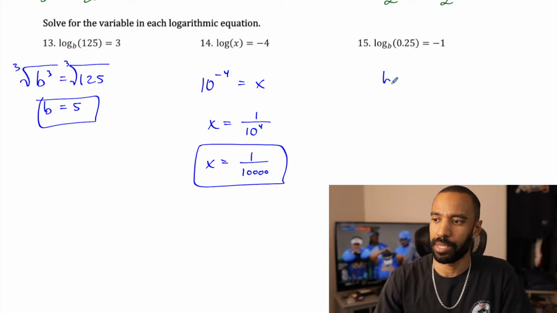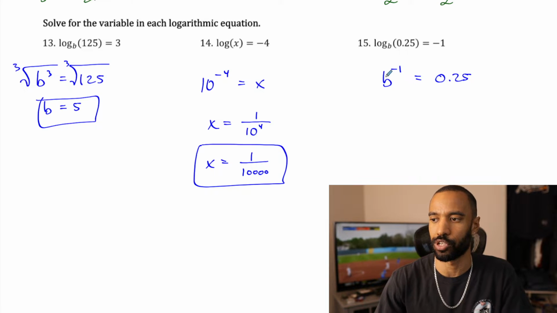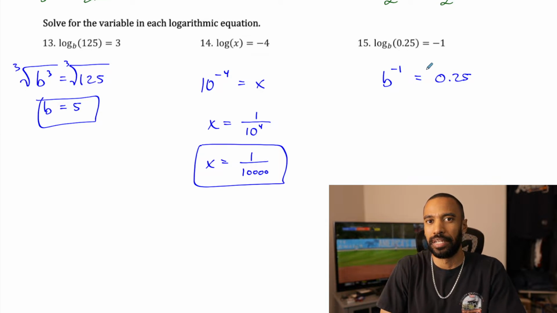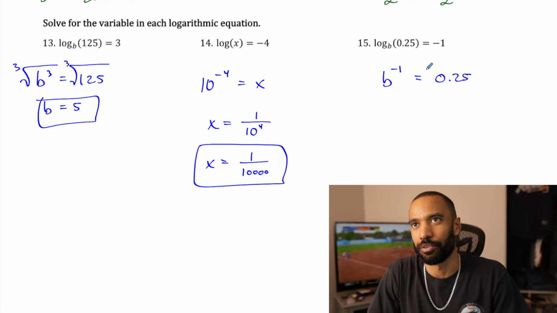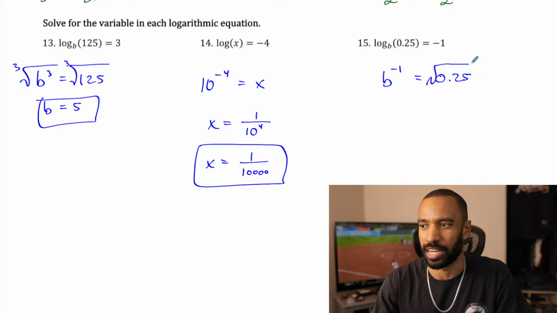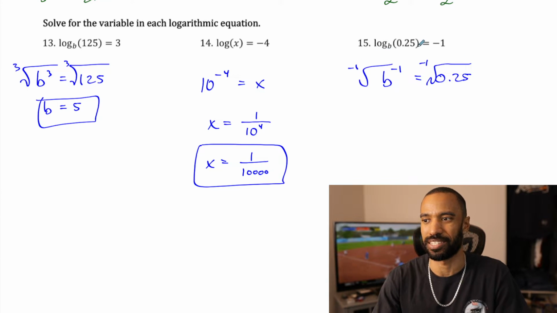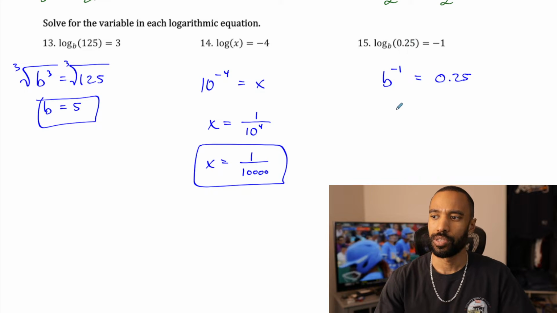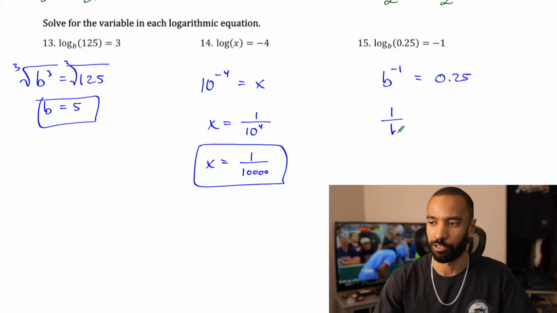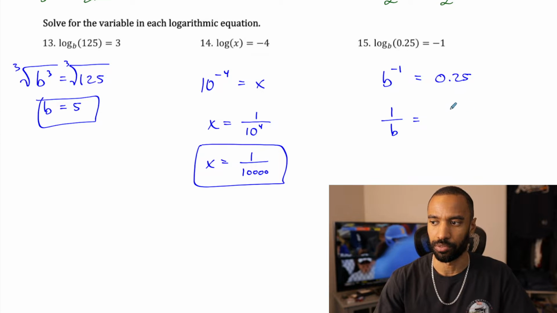And lastly, b to the -1st power is 0.25. So what does the b value have to be here? There are a lot of different ways that you can write out this form. Are you going to take the -1st root of both sides? Let's say you didn't have a calculator. You know what that thing meant. To the -1st power, we know that means 1/b. And the fraction equivalent of 0.25, I sure hope you know, is 1 over 4.